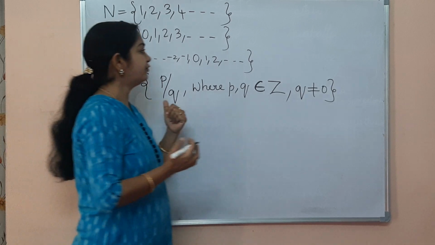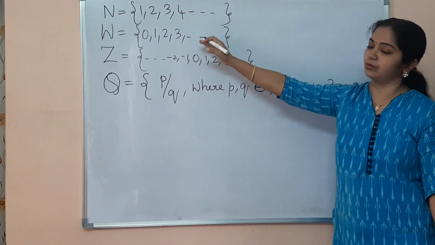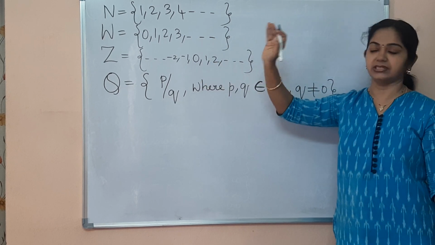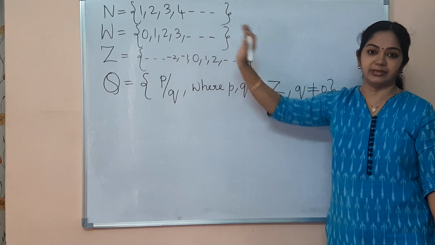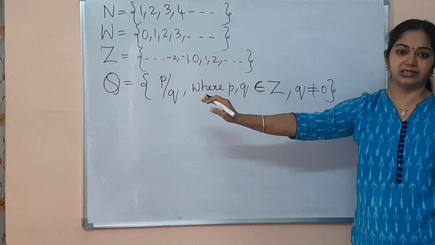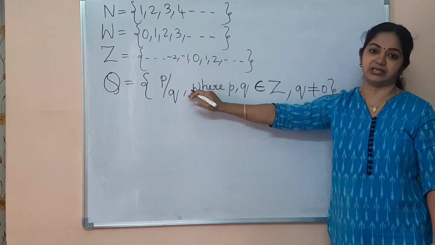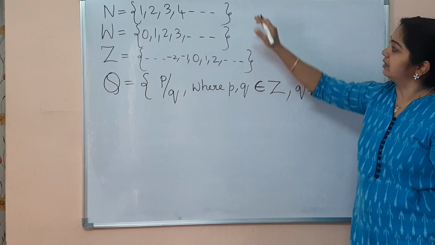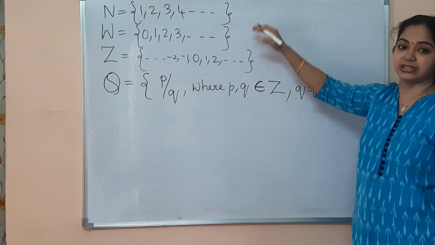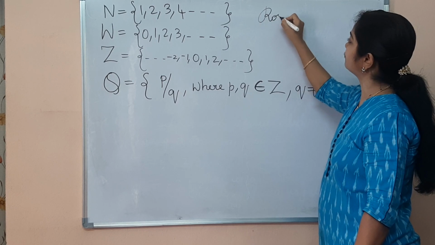So if you observe these three sets, natural numbers, whole numbers, integers, we could see a pattern here. I have listed out the elements. Here in the rational numbers, I haven't listed out the elements, but I have written a condition which each and every element satisfies. So this type of representation of sets is called the roster form.